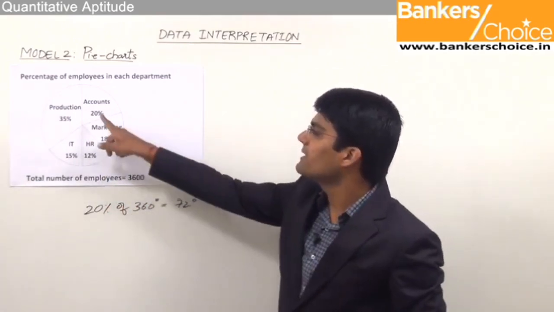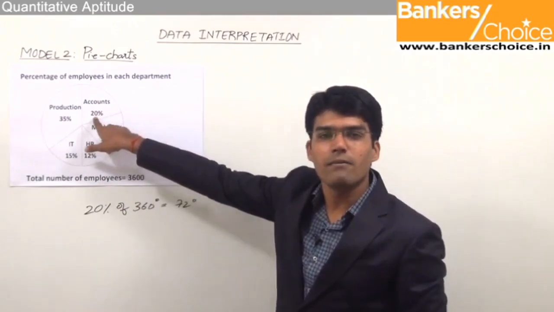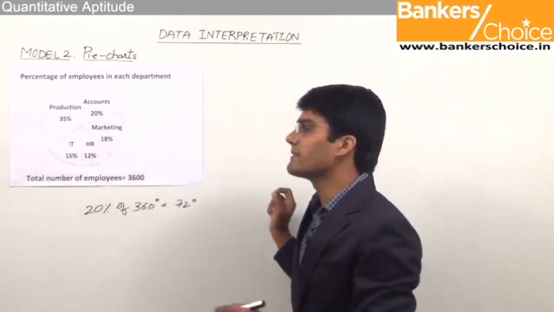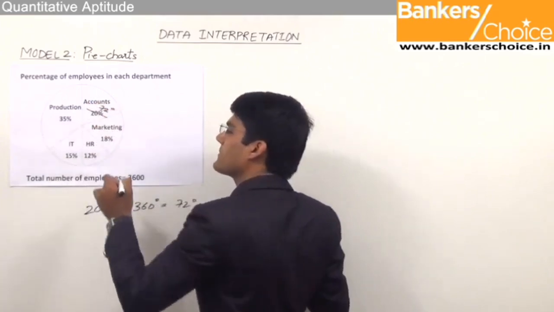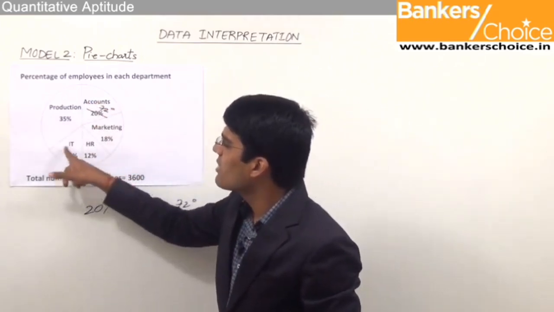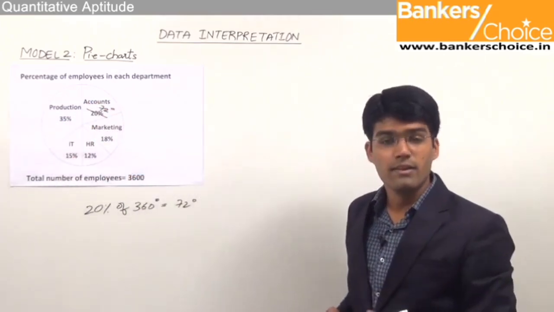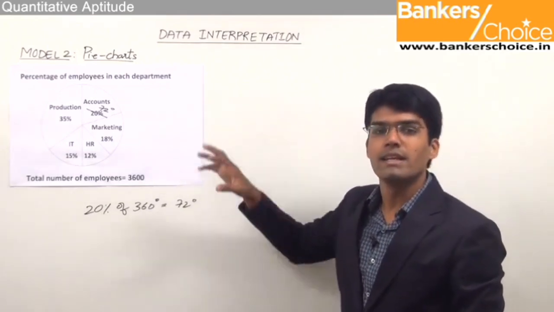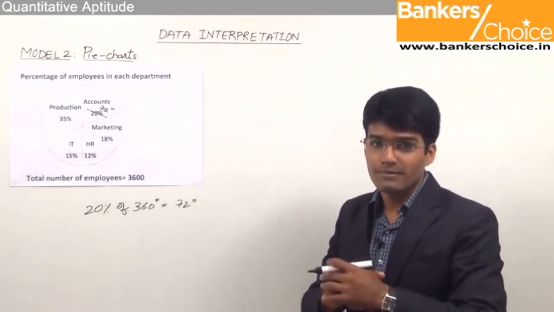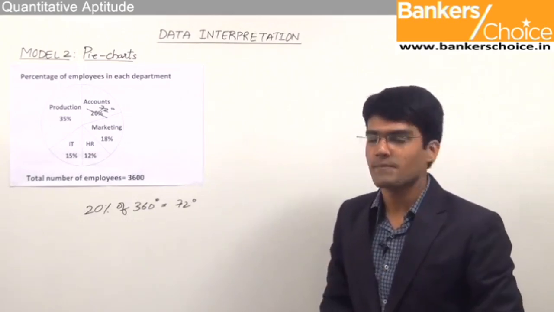So instead of giving the percentage here, the value that will be mentioned will be in terms of degrees. So the question simply says accounts is 72 degrees. Likewise, the remaining percentages also will be given in terms of degrees. So how to get the number of employees in each of the departments when the values have been given in terms of degrees or in terms of angles?